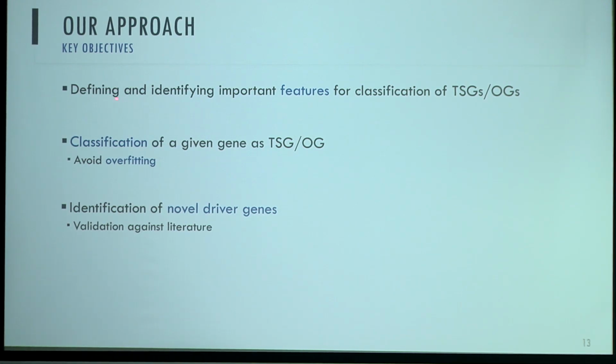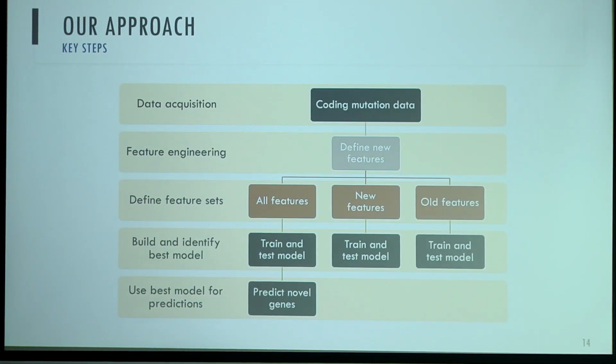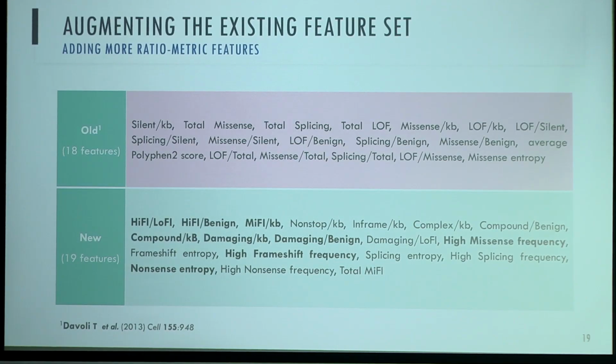The key objectives for us are to identify important features and of course avoid overfitting, because you just don't want to learn the pattern in the data all too well, and ultimately identify novel driver genes and validate them against literature. So we go mostly with coding data, and we define a bunch of features. There are some features that folks have previously defined, but we've added new features to that. And we built a standard train-test model. We use random forests and so on.